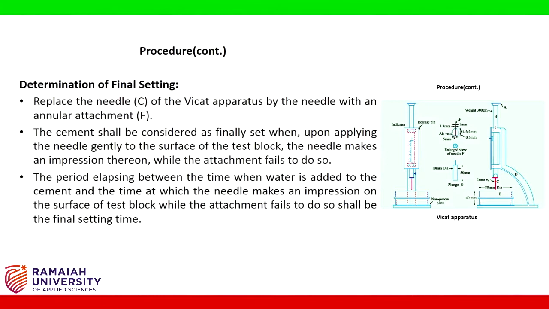Determination of final setting time. Replace the needle C of the WCAT apparatus by the needle with an annular attachment F. The cement shall be considered as finally set when, upon applying the needle gently to the surface of the test block, the needle makes an impression thereon while the attachment fails to do so.